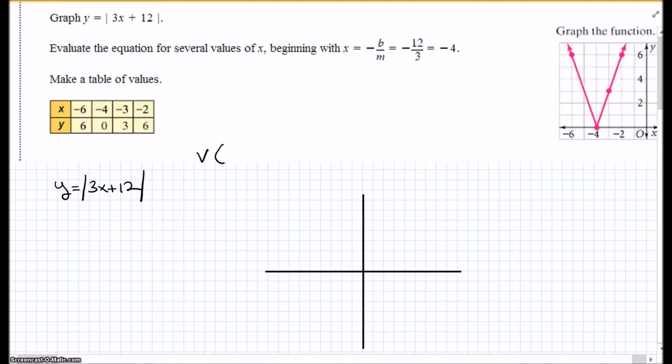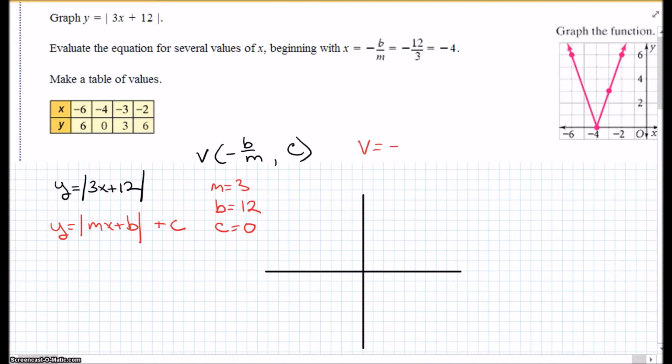Our vertex, if you remember, is negative b over m, comma c. That equation looks like this, so we can be on the same page: y equals the absolute value of mx plus b, close absolute value signs, plus c. So what is our m value? Well, that's 3. What is our b value? Well, that's positive 12. What is our c value? That's 0. So our vertex is negative b over m, so that'd be negative 12 over 3, comma 0. So our vertex will be negative 4, comma 0.